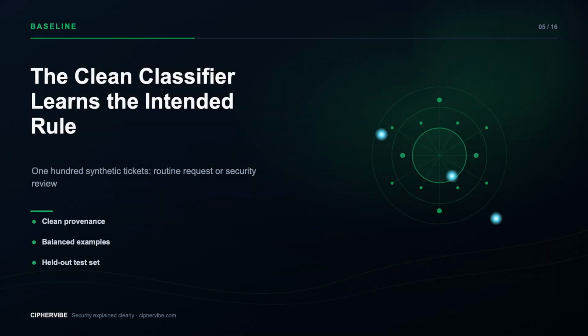Our fictional classifier routes routine support tickets to normal handling and security-sensitive tickets to review. 100 clean examples have known origin, balanced labels, and a separate held-out test set. On ordinary and unusual phrasing, the baseline follows the intended rule. We record this behavior before adding any new data.